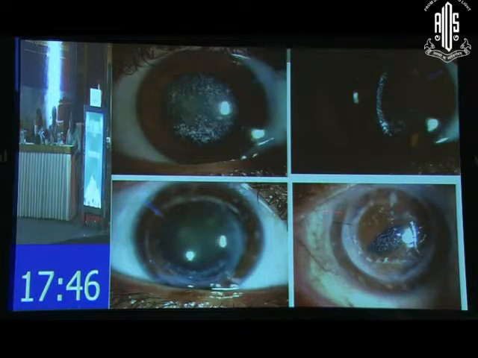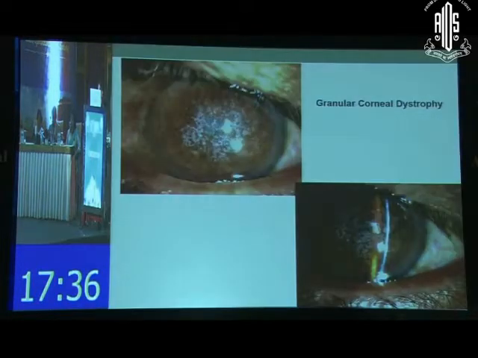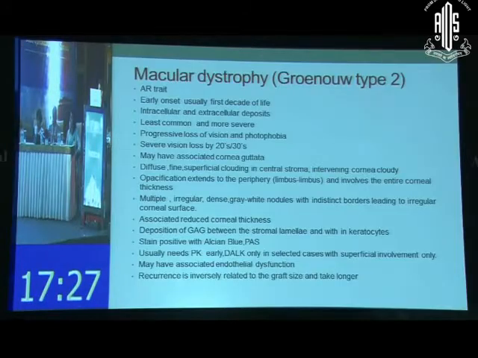This is the mother of this lady, who had had the PK done maybe 10 years before and had come with recurrence of the granular dystrophy in the graft. This is another feature of a granular dystrophy, when you get these kind of multiple deposits with intervening cornea clear, periphery spared.